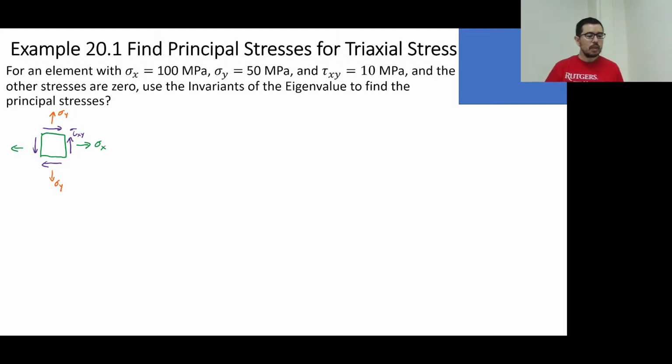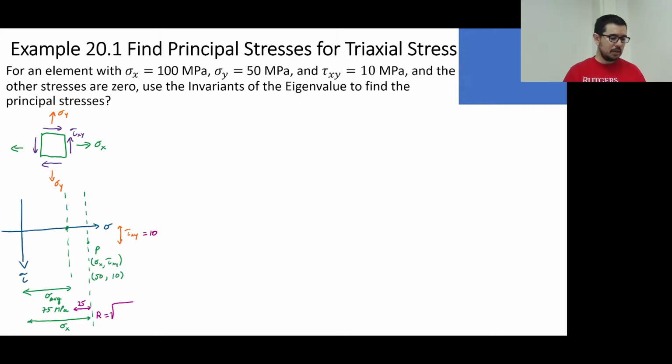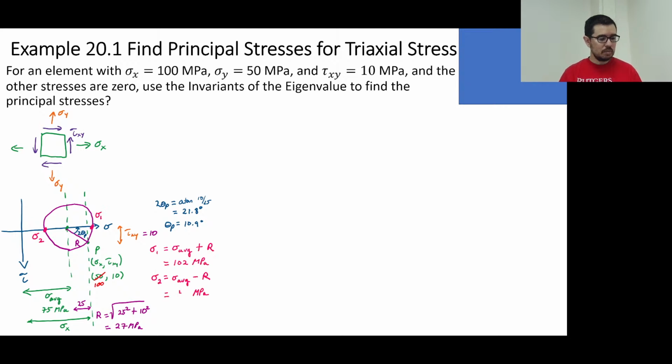Okay, so if we want to find the principal stresses, or the state of triaxial stress, this is how we might do it. For, let's say, sigma x equals 100 megapascals, sigma y equals 50, tau xy equals 10, all right? So we can go ahead and do a little bit of rotating around, and we can figure out what we might have for the sigma 1 and sigma 2, like this.